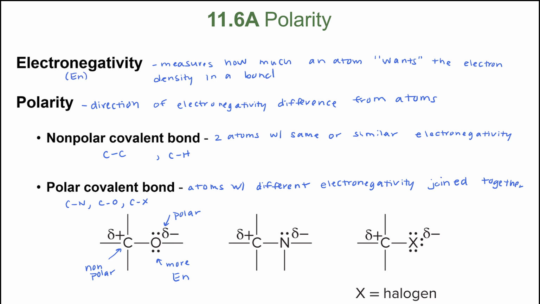So in a C-N, the carbon is more electropositive, and so that gets the partial positive sign. The nitrogen is more electronegative, so that gets the partial negative, and the same thing with the halogen. So carbon is usually the positive in the covalent bond, and the halogen is going to be the partial negative. So we're going to add another definition here, or something extra. This is uneven sharing of electrons.